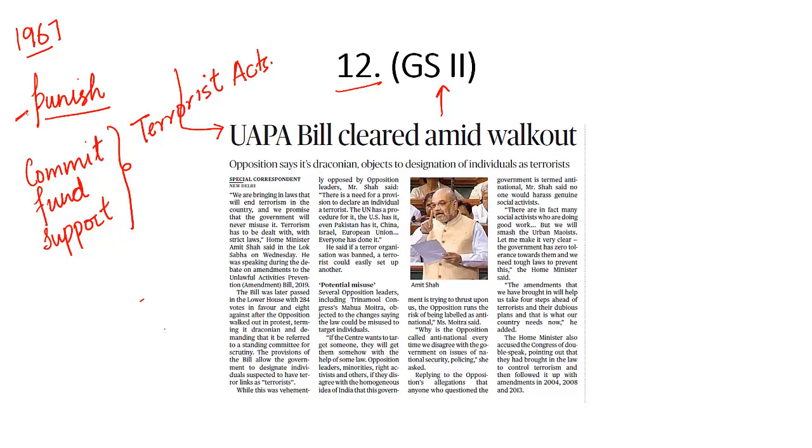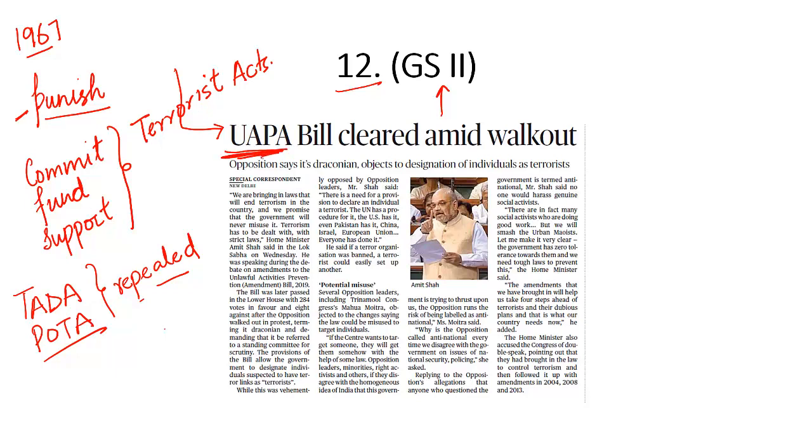After that, we had two other important anti-terror legislations in this country. One was TADA, Terrorist and Disruptive Activities Act, and the other was POTA, Prevention of Terrorist Act, which was passed in the early 2000s. But both these anti-terror legislations have now been repealed. So as of now, we have one major anti-terror legislation in this country, and that is Unlawful Activities Prevention Act.